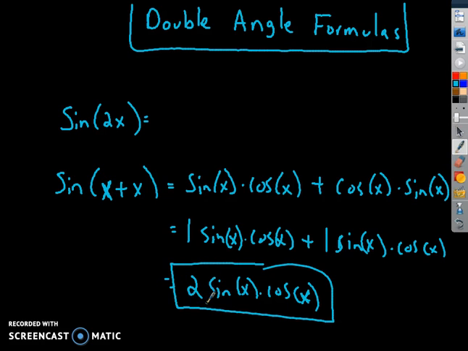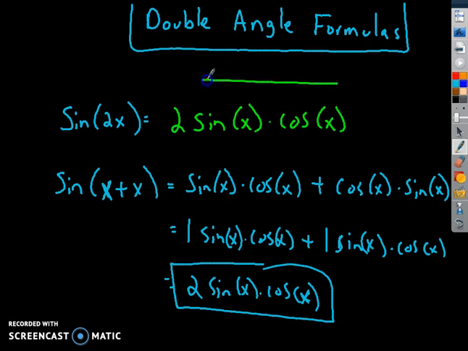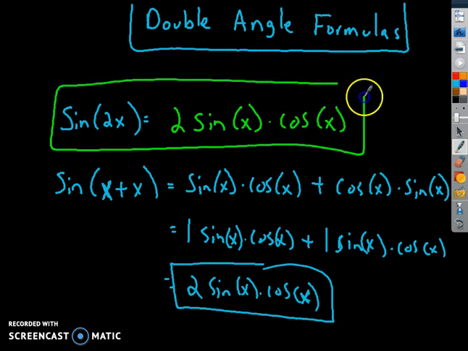So the rule is sine of 2x is equal to 2 sine of x times cosine of x. And that's what we can use to find the exact value of things. All right, so that's the formula. I'll get that written down where all the other formulas and identities are. It's really useful. It comes up in expanding and simplifying these identities.